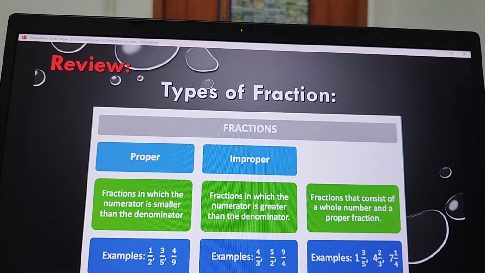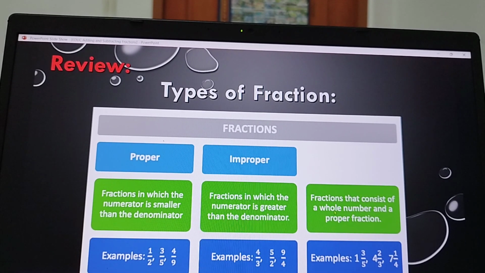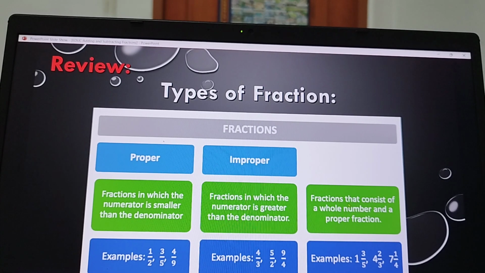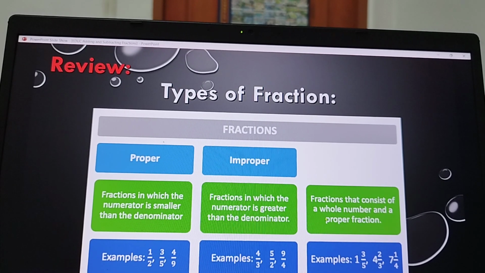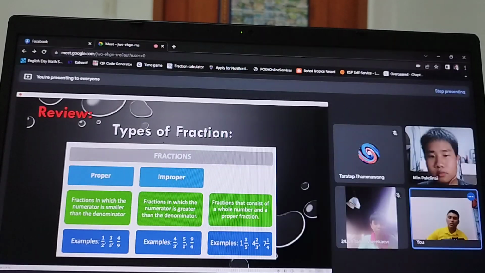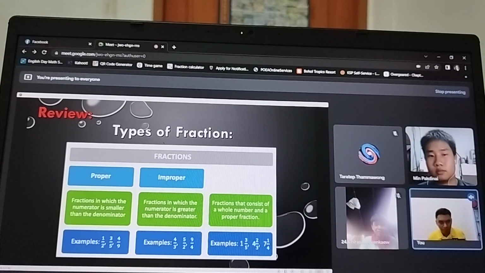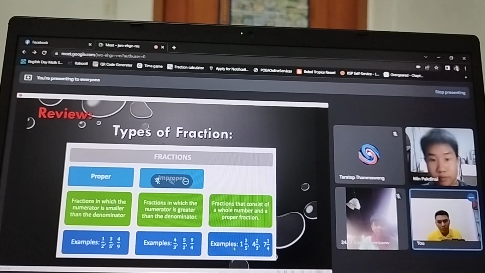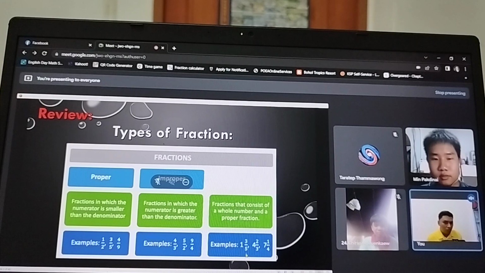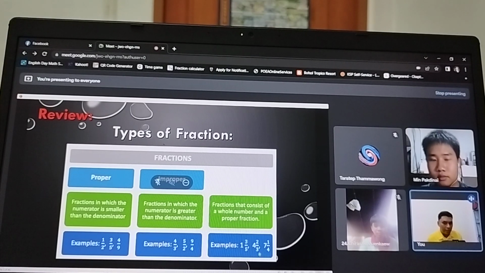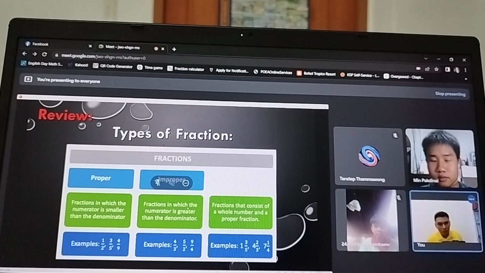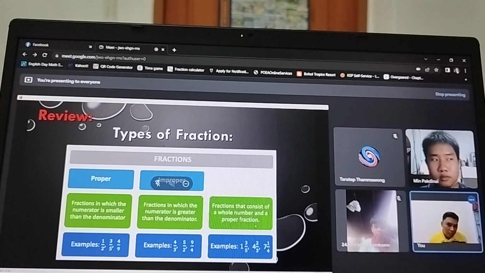Okay? Very good. Now, for the last type of fraction. Fraction that consists of a whole number and a proper fraction. So if you combine a whole number and a proper fraction, example, 1 and 3/5, 4 and 2/3, 7 and 1/4. So what do you call this type of fraction? Chirasak.